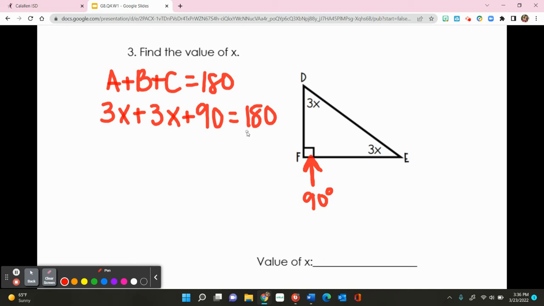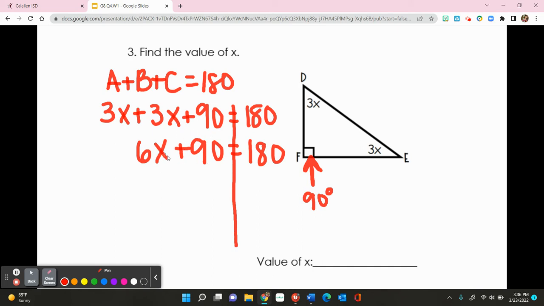So there are two options. You can solve this by hand, or you can use your calculator and use nsolve. I'm going to solve it by hand and then go ahead and use nsolve to check my answer. So here, 3x plus 3x, I'm going to combine this and I now have 6x. I'm going to add 90 and I'm going to set this equal to 180.